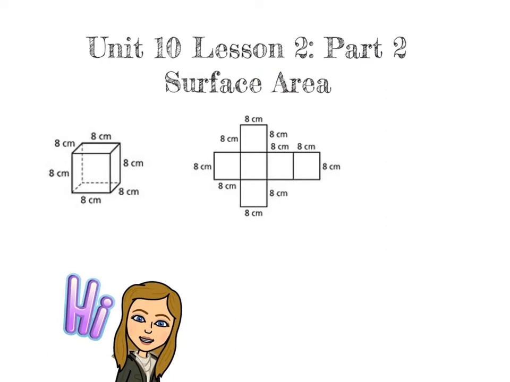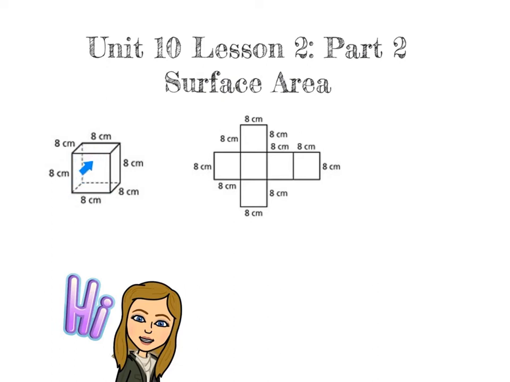Today we're talking all about surface area, which is right in the name. We'll be finding the area of the surfaces on 3D figures. So, for our first figure, we have a cube, which remember, a cube is a solid figure or three-dimensional figure made up of 6 square faces.